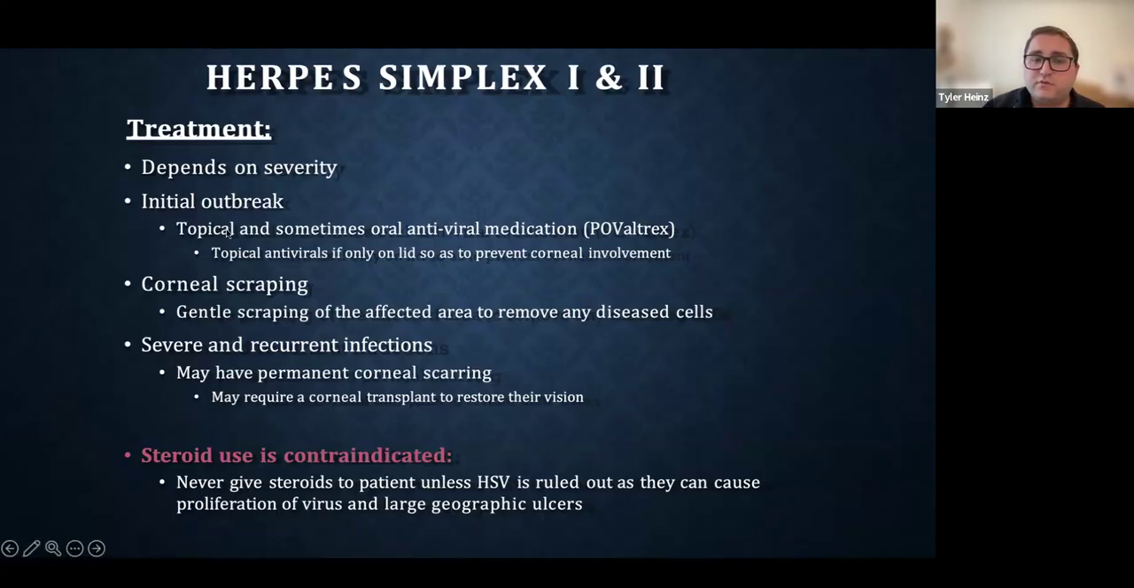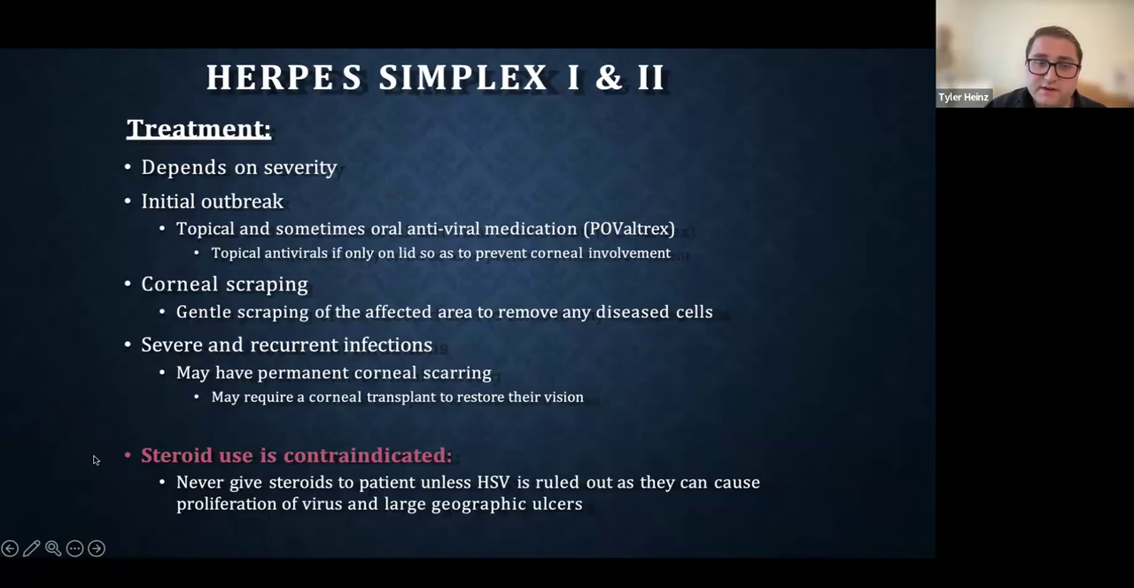Now, of course, we're going to do maybe some topical antiviral drops. We could always do some oral antiviral medication. Like I said, PO Valtrex. We usually do 1 gram pills 3 times a day for like 10 days. You could, of course, do some corneal scraping to get some of those diseased cells away and try and scrape off some of the virus that's in there. And of course, if it's a severe or recurrent infection, we may have permanent corneal scarring, like I just mentioned. You may need a corneal transplant to get past that.